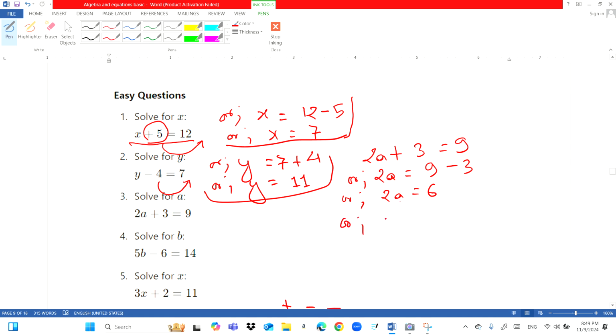Now, what will I do? I'll send this 2 to the other side and it's 6 divided by 2. And I'm going to have a equals 3. Now, this variable is alone. So this is our final answer.